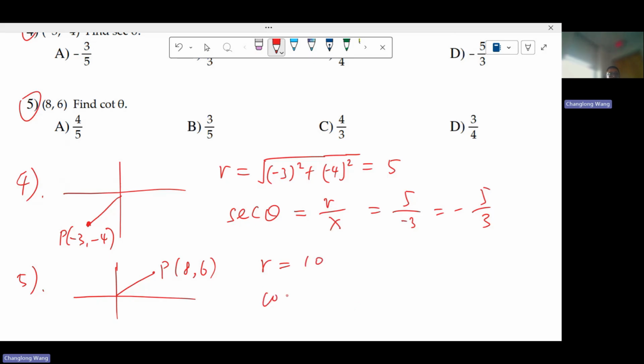So we want cotangent, which is the reciprocal of tangent, right? So tangent is opposite over adjacent. So cotangent is going to be adjacent over opposite. And we just said the adjacent will be x, right? Opposite will be y. So that is 8 over 6, right? Which simplifies to 4/3. There you go, right?